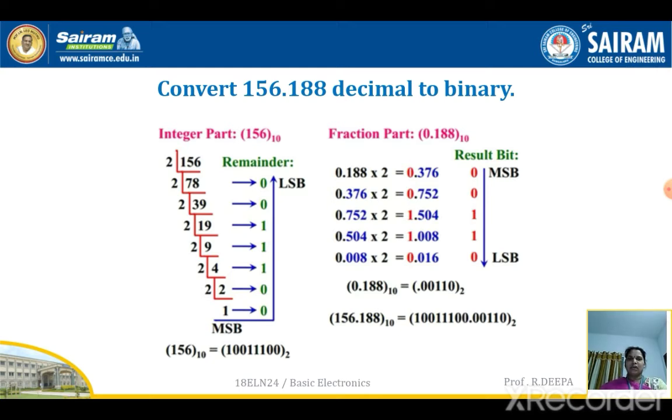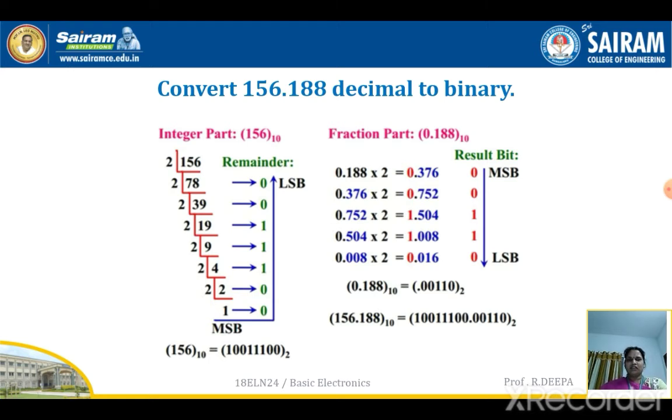Whereas for the fractional part, it is 0.188. As I told, you need to multiply by 2 and record the whole numbers, and see that till the end you are getting the result as 0. Till that you need to keep on multiplying by 2. So let us take the fractional part which is given as 0.188. Just multiply with 2, we will be getting 0.376. Now see what is the integer value. Record the integer value as 0 on the right hand side.